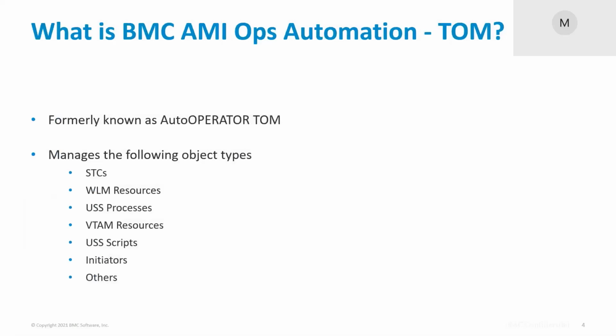AMI Ops automation TOM was formerly known as Auto Operator TOM, and it manages a variety of different object types. Of course, we manage started tasks, which I think all of you should know what those are. We also manage WLM resources, USS processes, and we can manage stateless objects such as VTAM resources. We can issue USS scripts to do setups. We can monitor initiators and anything else that we can query with a command to interpret what its state currently is.